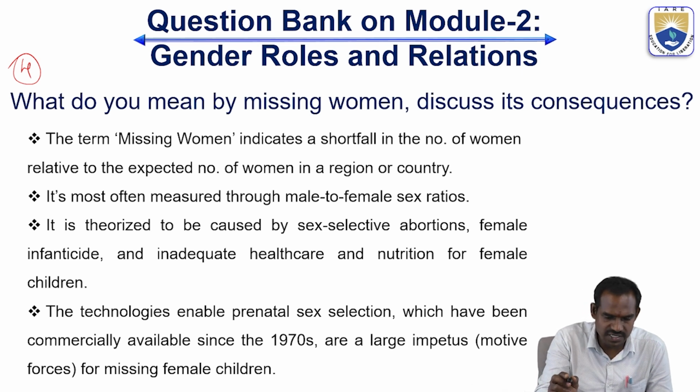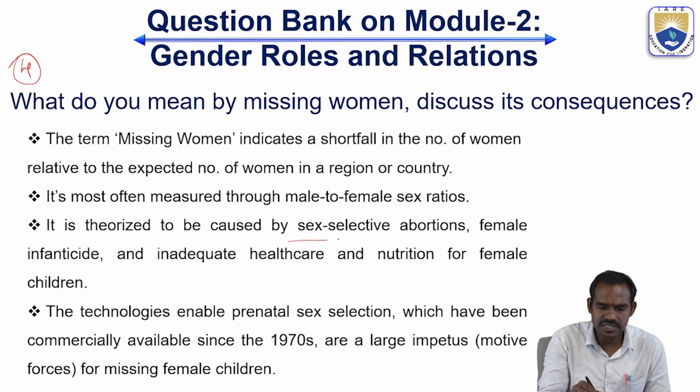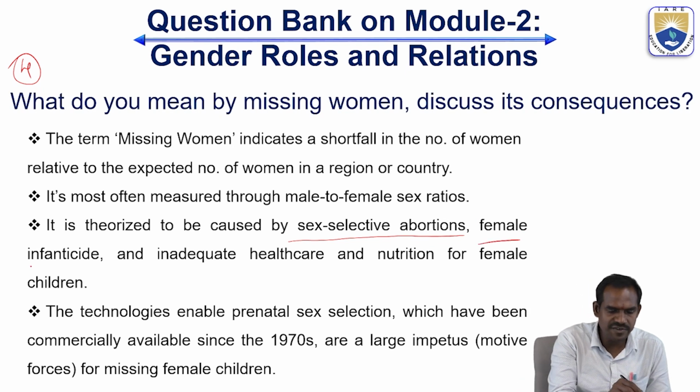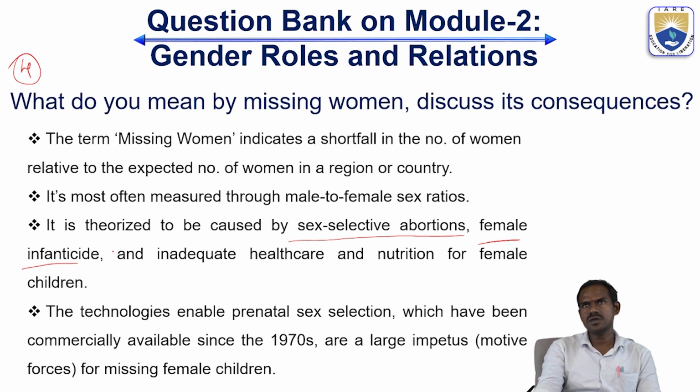Let's see what are the things that cause missing women. First one, sex-selective abortions is one of the reasons to cause missing women. The second one is female infanticide. This is one more reason to cause missing women. And also inadequate health care. Not taking proper health care is also one of the reasons for missing women.